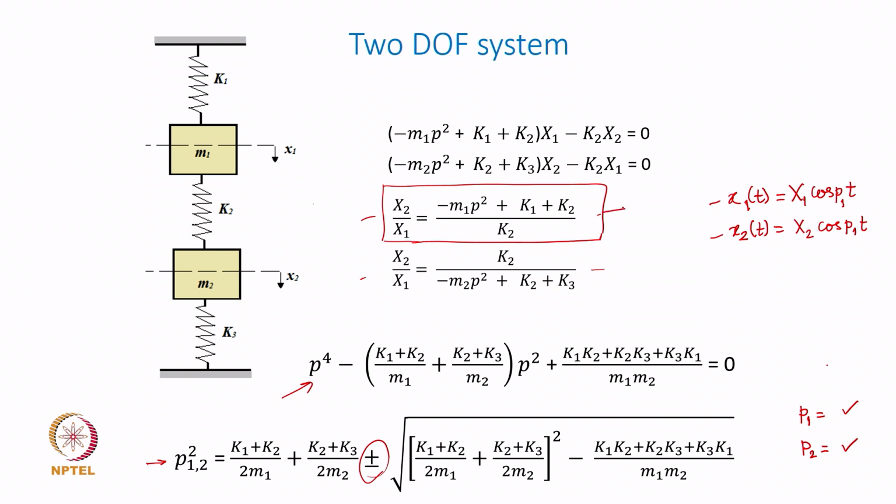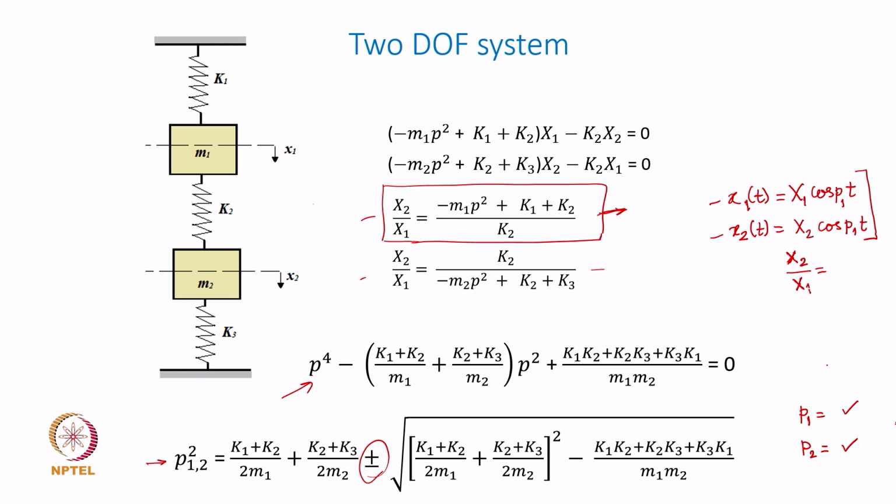This expression tells you the ratio of amplitudes, x2 and x1, meaning that the expression will tell you what the relative amplitude of mass M2 should be in relation to the amplitude of mass M1, so that the entire system that comprises mass M1 and M2 will oscillate with the frequency P1.